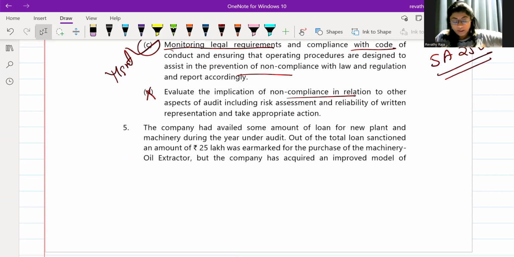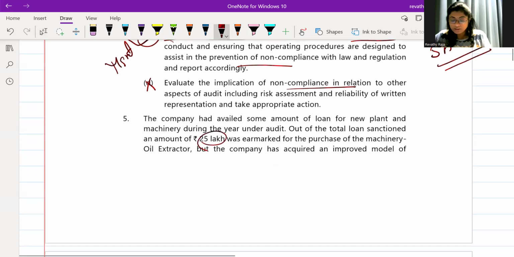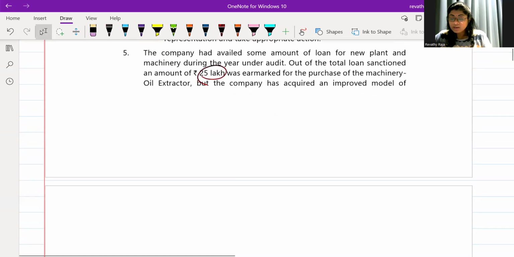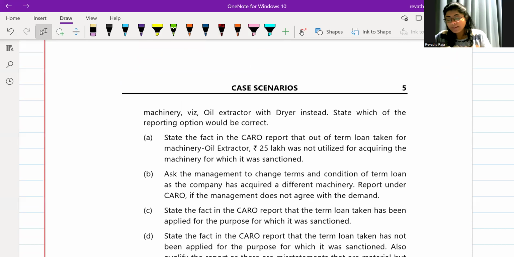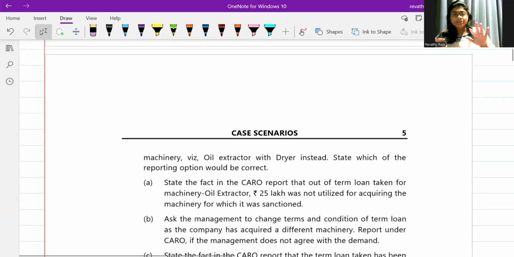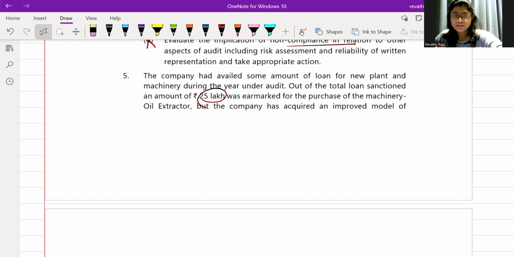Run, run, run. The company has availed some amount of loan for new plant and machinery during the year under audit. Out of the total loan sanctioned, 25 lakh was marked for plant and machinery. But the company has acquired an improved model. State which of the reporting requirement. And I think it is a descriptive question. Okay, don't see the option. Company took a loan, but they have used part of the loan for something else.